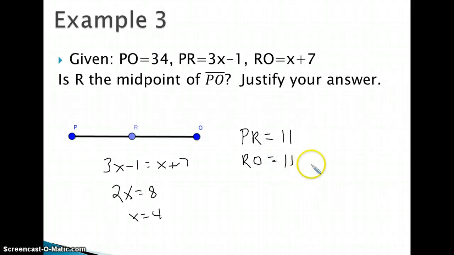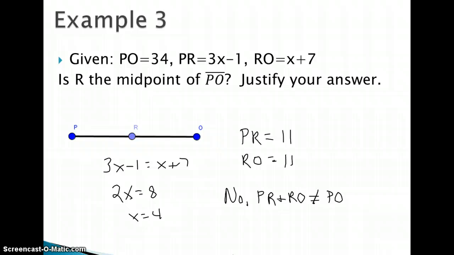Now you might think, hey, it's a midpoint because they're both equal. Well, not really, because you made the assumption that they were going to be equal. What I have to do next is test to see if these actually add up to 34. So if I do 11 plus 11, I don't get 34, I get 22. So my answer is still no. The problem hasn't changed. And that's because PR plus RO does not equal PO. It's supposed to, and it doesn't. And that's a problem.